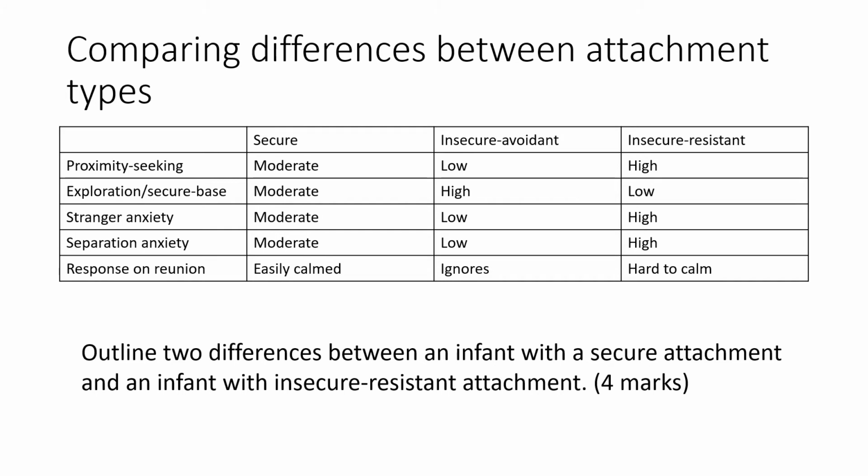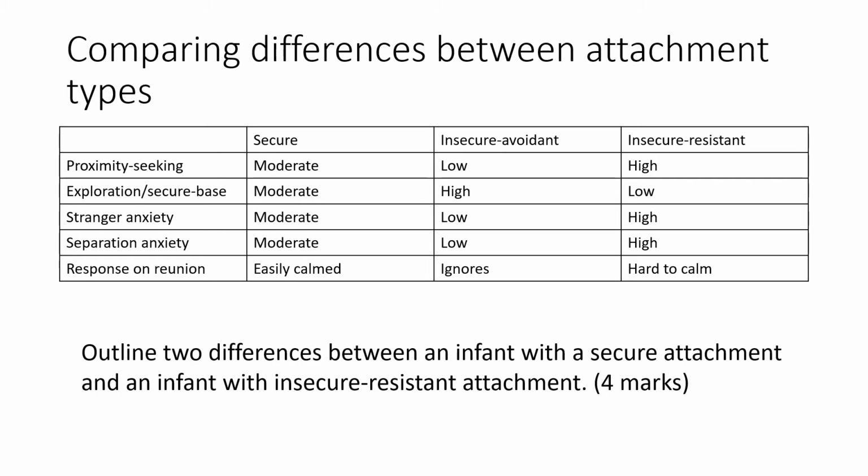Now, comparing differences between attachment types is something that you need to understand as well. This table in the textbook is very useful. These are all the different behaviours and the 3 different attachment types. Now, in terms of comparing differences, you need to be comparing in terms of the behaviours and not the types of attachment.